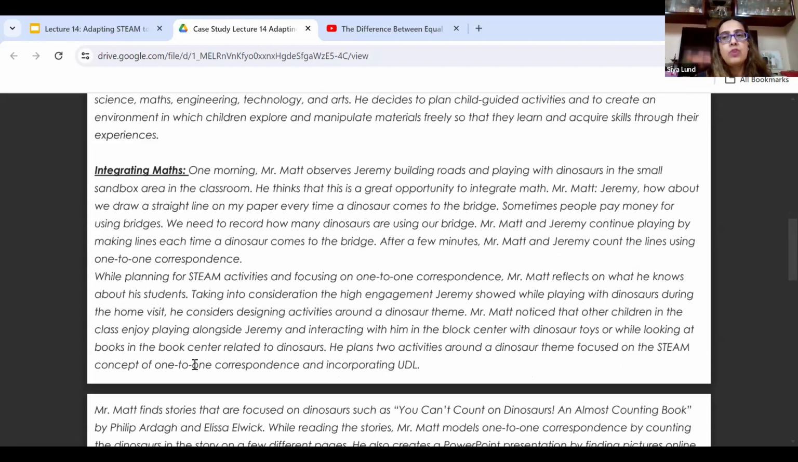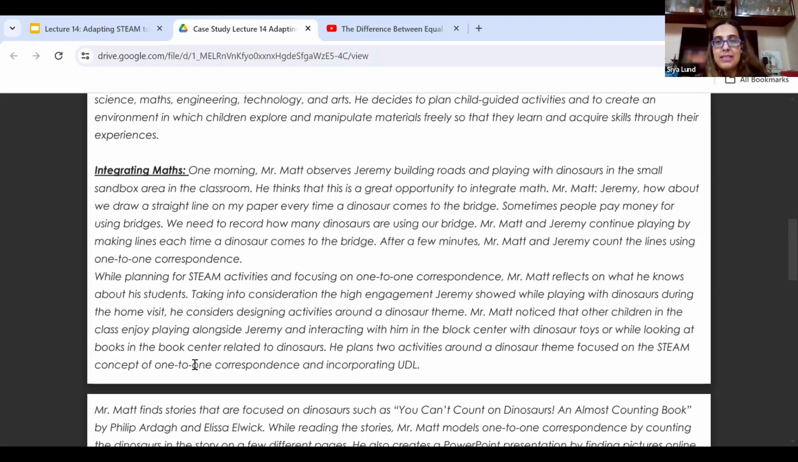Mr. Matt: Jeremy, how about we draw a straight line on my paper every time a dinosaur comes to the bridge? Sometimes people pay money for using bridges. We need to record how many dinosaurs are using our bridge. Mr. Matt and Jeremy continue playing by making lines each time a dinosaur comes to the bridge.